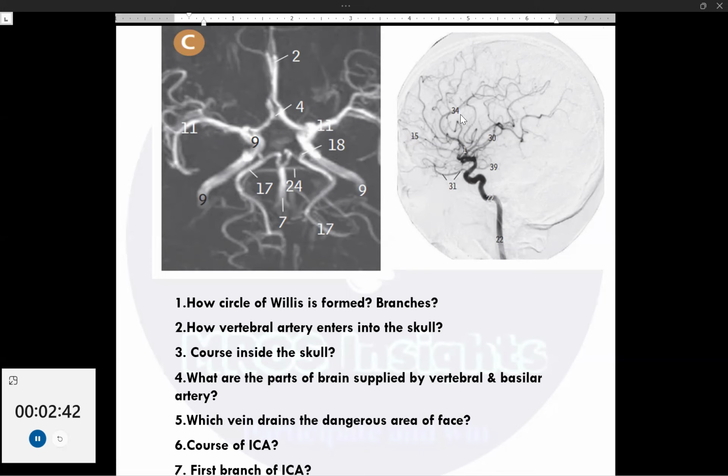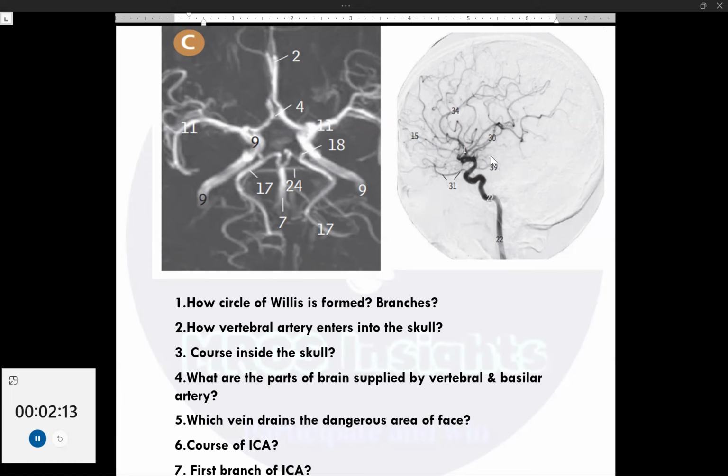And what is number 34? Ma'am, I'm not sure. Okay, so here a C-shaped structure is present, and you can see the curve of these vessels also, right? It is the corpus callosum. So what will be 34? Pericallosal artery. So this is easy, right? Yes. Okay, so this will be the pericallosal artery.